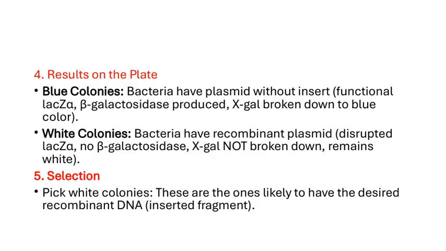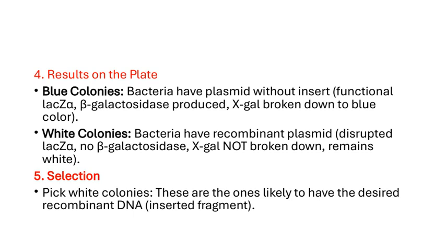Now, let's look at the results on the plate. The blue colonies indicate bacteria that have the plasmid without the insert. Because the lacZ alpha gene is functional in these bacteria, they produce beta-galactosidase, which breaks down X-gal to produce a blue color. So, blue colonies tell us that the plasmid is intact and doesn't contain our inserted fragment.